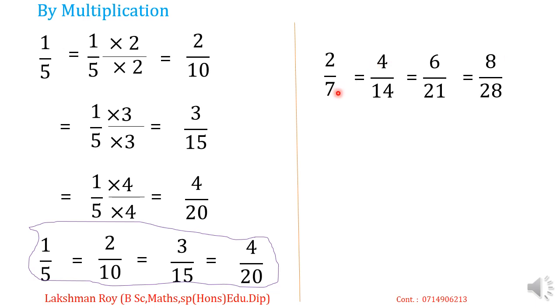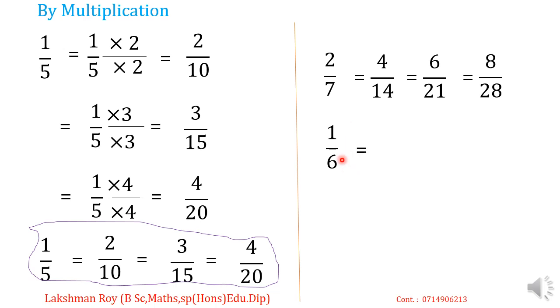7 multiplied by 4, that is 28, right? So I found 3 equivalent fractions here, right? 3 equivalent fractions, so easy. Let's see another example, 1/6. Without steps, I'll write equivalent fractions.